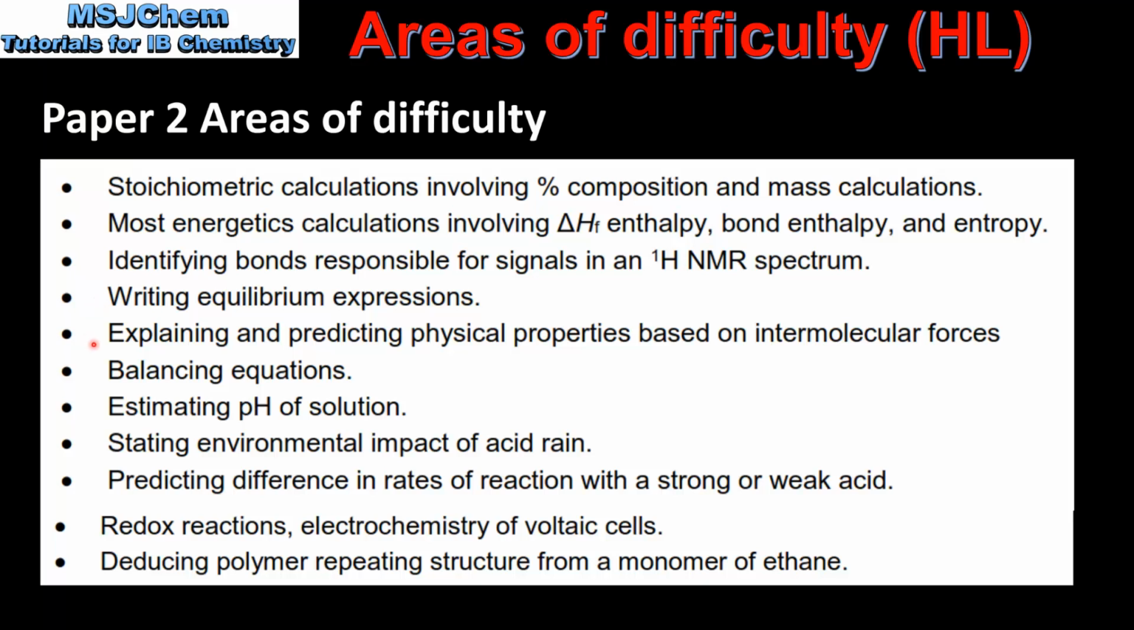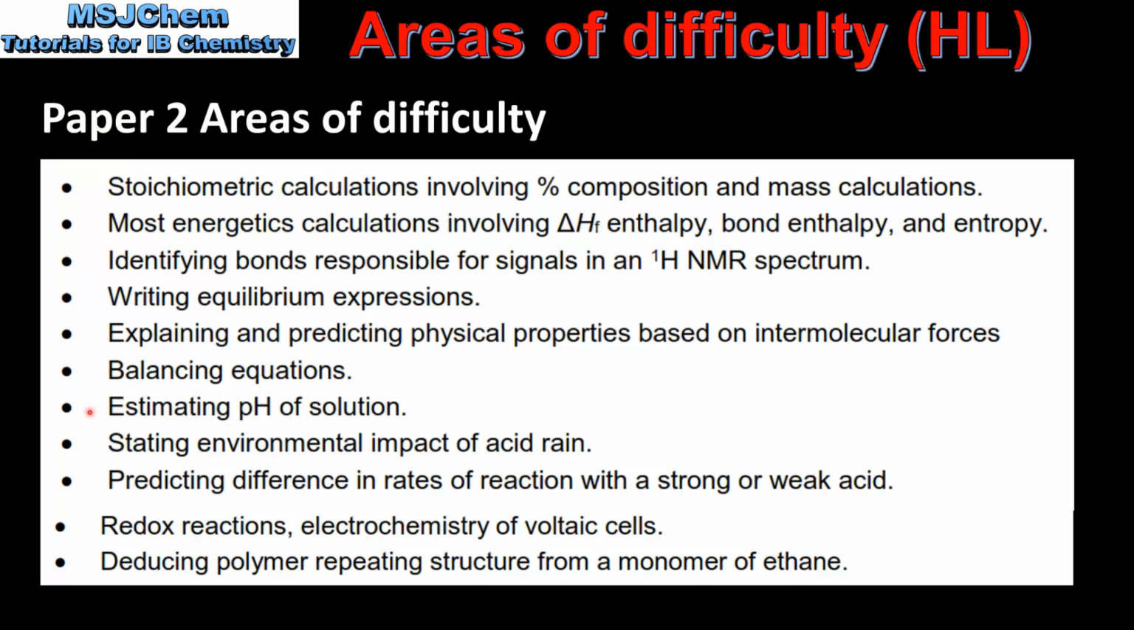Next, we have explaining and predicting physical properties based on intermolecular forces. These involve mainly melting and boiling points. The 3 types of intermolecular forces are London dispersion forces, dipole-dipole attractions, and hydrogen bonding. Hydrogen bonding is the strongest of the 3. Next, we have balancing equations. I recommend students practice this using the worksheet on my website.